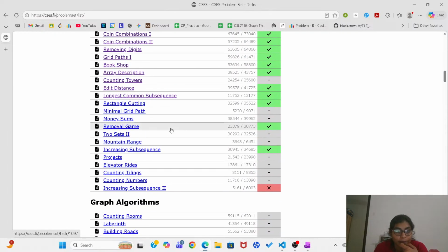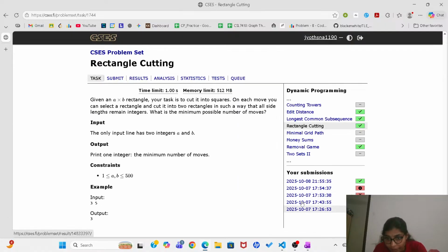So now the next question is rectangular cutting, which I already did, but let's do it again because that was one year back. And I also had many wrong submissions. That means I tried many approaches, maybe, or I might have checked the solution. So let's do this now.